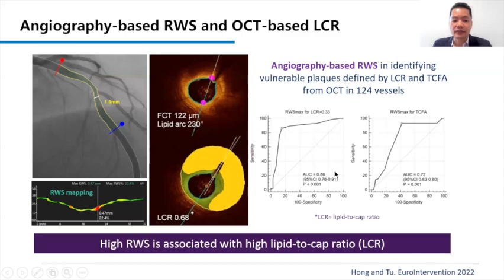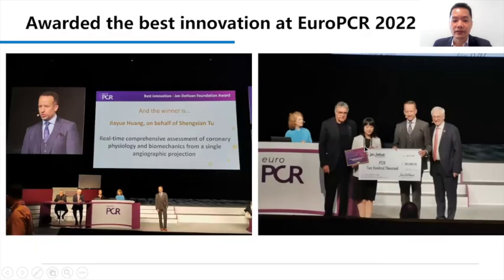At the same time, we had this paper also published in Euro Intervention, investigating the angiogram-based RWS and OCT-derived plaque vulnerability, the LCR. As you can see, using the angiogram-based RWS to predict LCR higher than 0.33, the AUC was 0.86. So this innovation was awarded at EuroPCR this year as the best innovation. We are very happy to receive this award from the Hang Foundation.